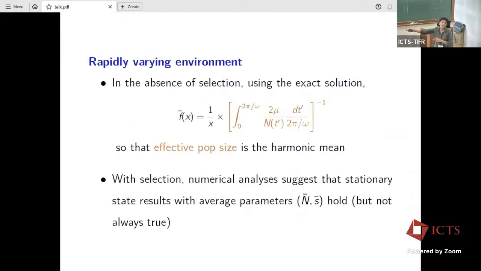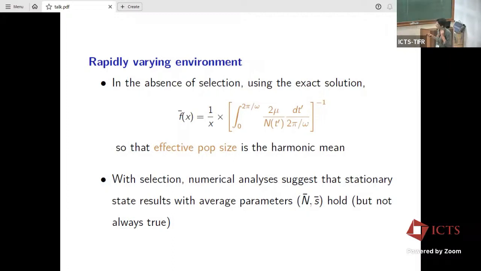You can look at the other extreme, which is a rapidly varying environment, and this result is known for a long time. If there's no selection, but population size is changing with time, then it is known for a long time in the literature that the time average SFS is 1 by x, the usual answer, times the effective population size, which is simply the harmonic mean. But as far as I know, it was checked only in simulations. I don't know if there's any proof, but we are able to show this.